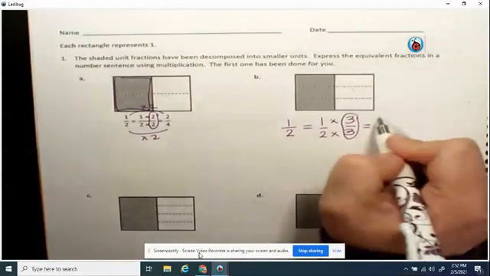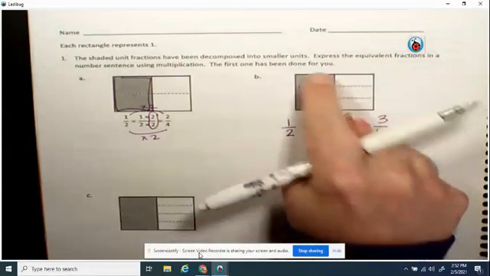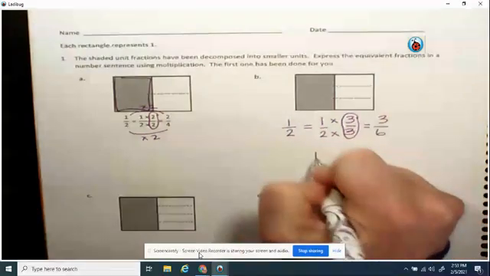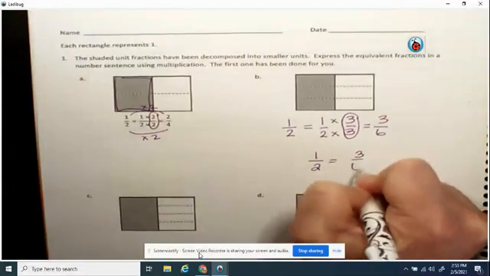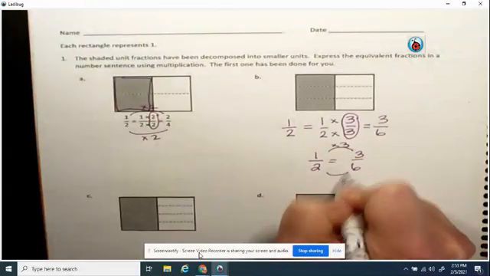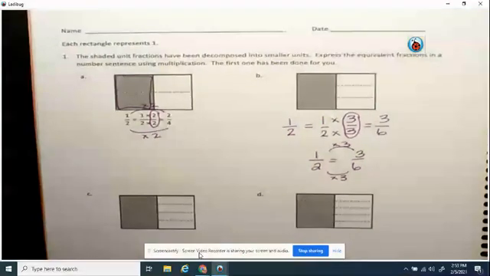So 1 times 3 is 3, 2 times 3 is 6, and if I look at this, I have 3/6. That's correct. That's what I have. If we do it the way we've been doing it, 1/2 equals 3/6. I can prove that because 1 times 3 is 3 and 2 times 3 is 6. It's the same thing, just a little different picture, okay? So, there you go. Alright, we're going to do another one.